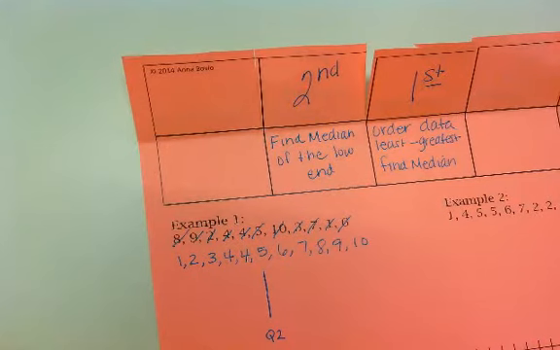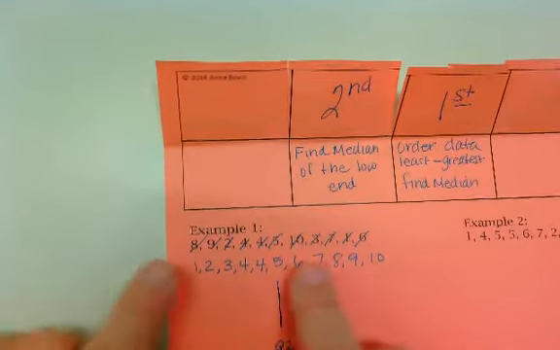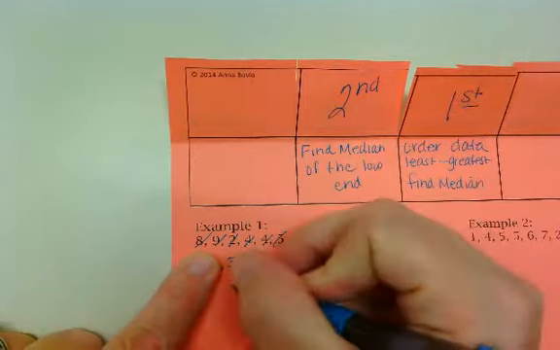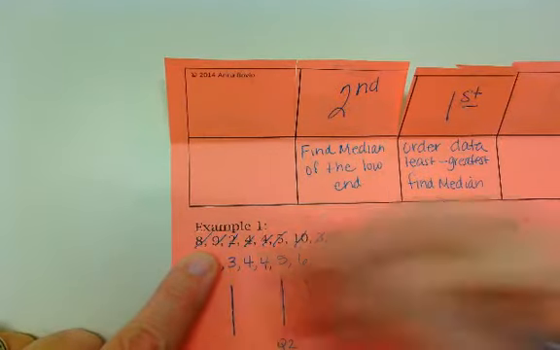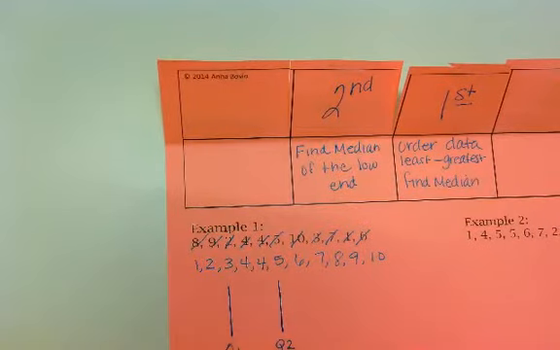Okay, so we're going to find the median of the low end. To do that, we do not include the middle. We use the numbers on the low end. Our median is 3. We're going to put a line underneath that, and we're going to call this Q1.